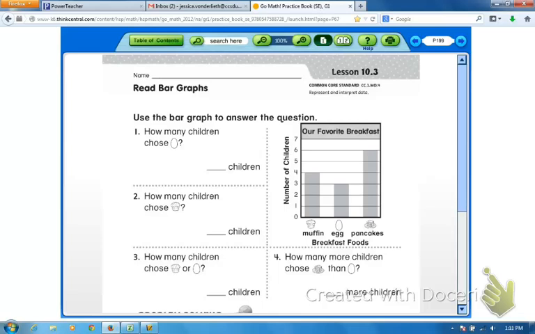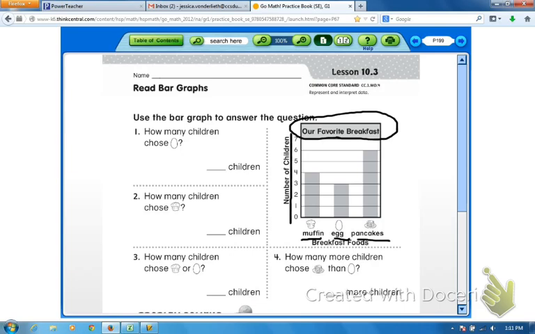We know that every graph will have a title. That title tells us what our graph is about. Then over here on the side is where our numbers are. And then what we're comparing is down at the bottom, different types of breakfast food: muffins, eggs, or pancakes.